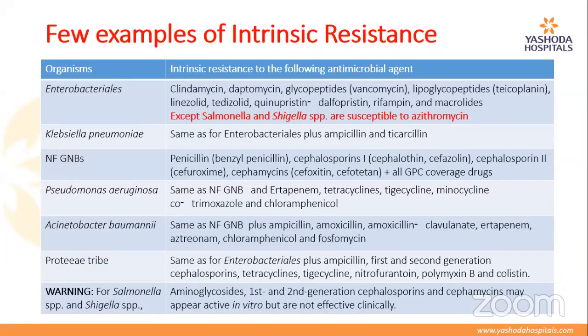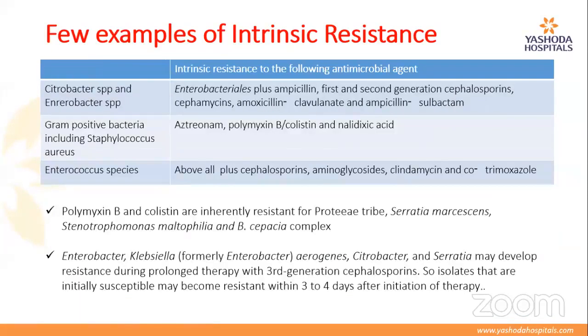Coming to the most important for the gram-positive cocci drugs is the Enterococcus species. Above these drugs, plus all cephalosporins, aminoglycosides, clindamycin, and cotrimoxazole are intrinsically resistant in Enterococcus. Polymyxin B and colistin are inherently resistant for a few groups such as the Proteae group, including Proteus, Morganella, Providencia, then Serratia marcescens, Stenotrophomonas maltophilia, and Burkholderia cepacia complex.